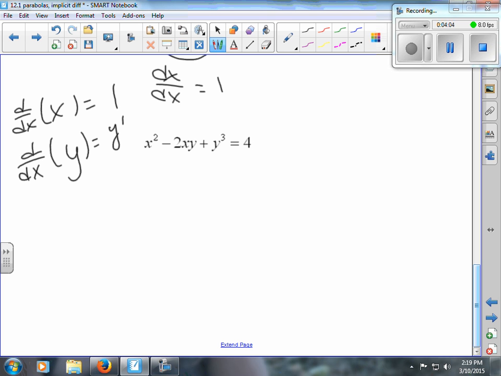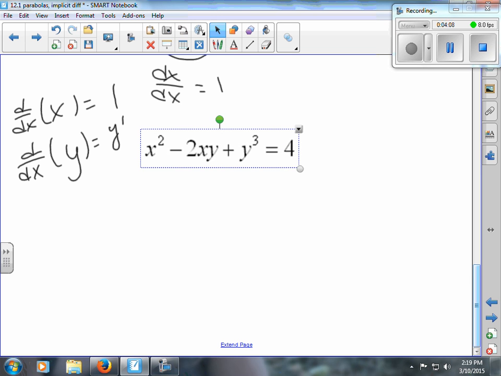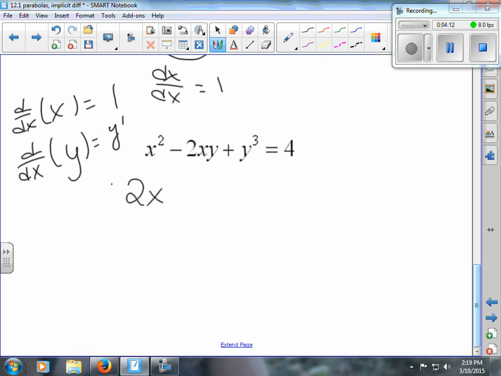Okay, so x squared, here's my example question. x squared, I know the derivative of that. I just wrote it down. It's 2x minus. Now let's talk about this piece right here. I'm going to do the derivative of this piece in blue on the side. Actually, let's think about this as plus negative 2xy.